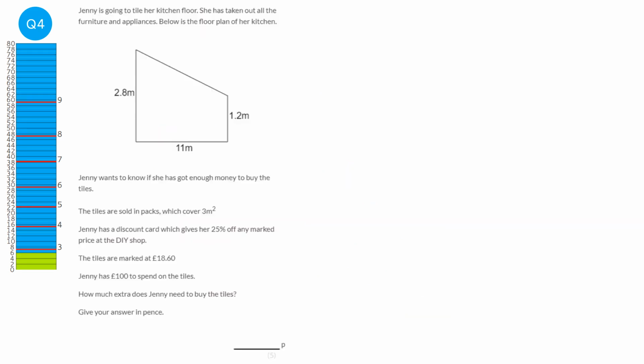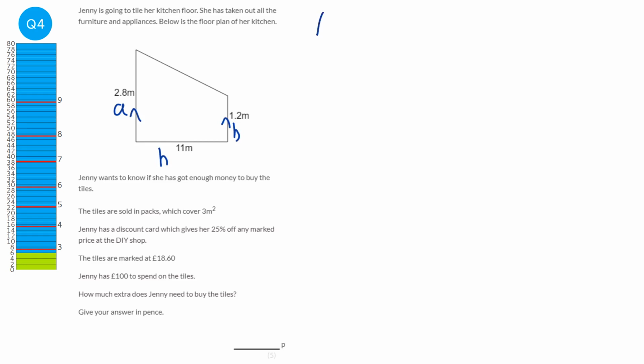The first thing we need to do is work out the area of the floor. And you'll notice that this is a trapezium. So with a trapezium, the formula is half a plus b times h. And a and b are the parallel sides. So these ones are the parallel sides. And the height is the one connecting the two bases, the two parallel sides.